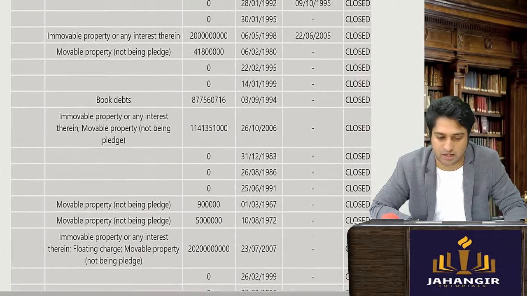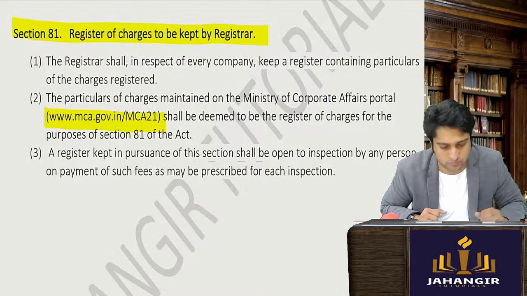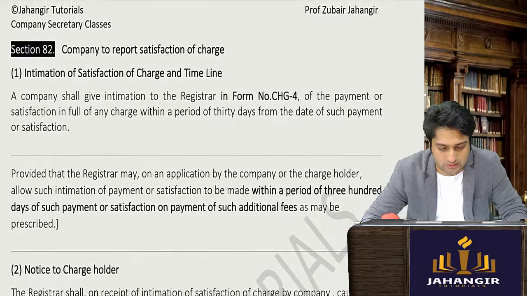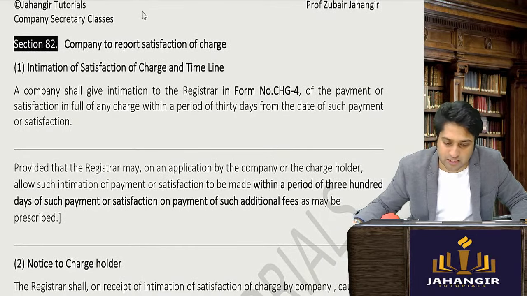So this is what they're saying: the ROC has to maintain a site with this. This is given under section number 81. Quickly going to section number 82, which talks about satisfaction of charge. What is satisfaction of charge?